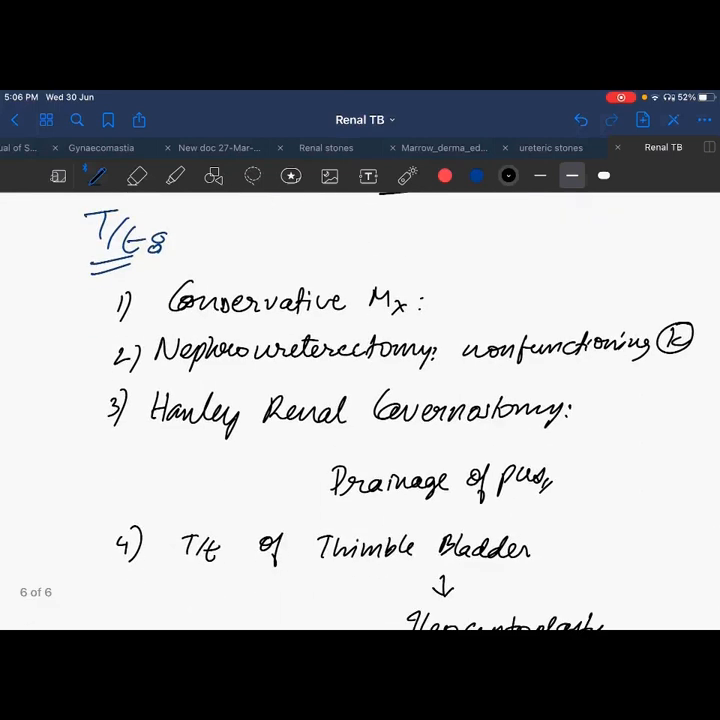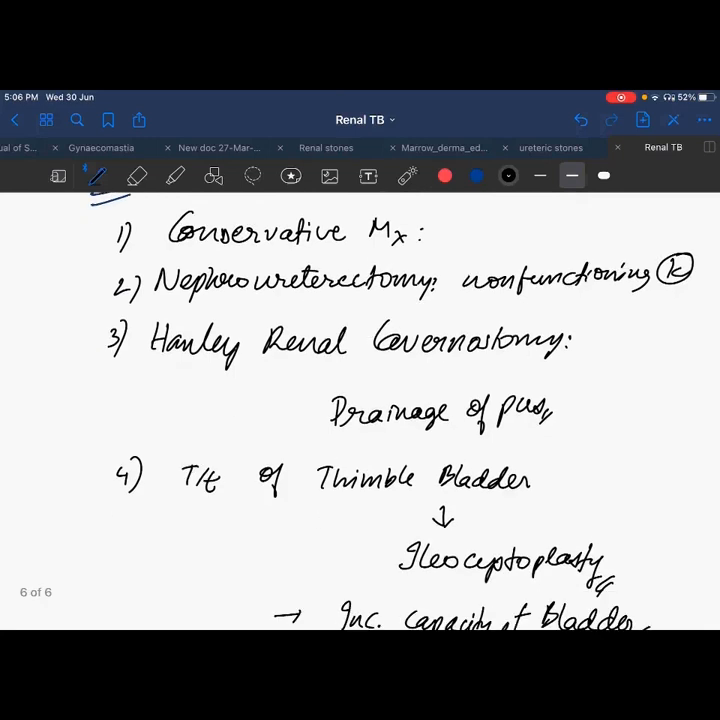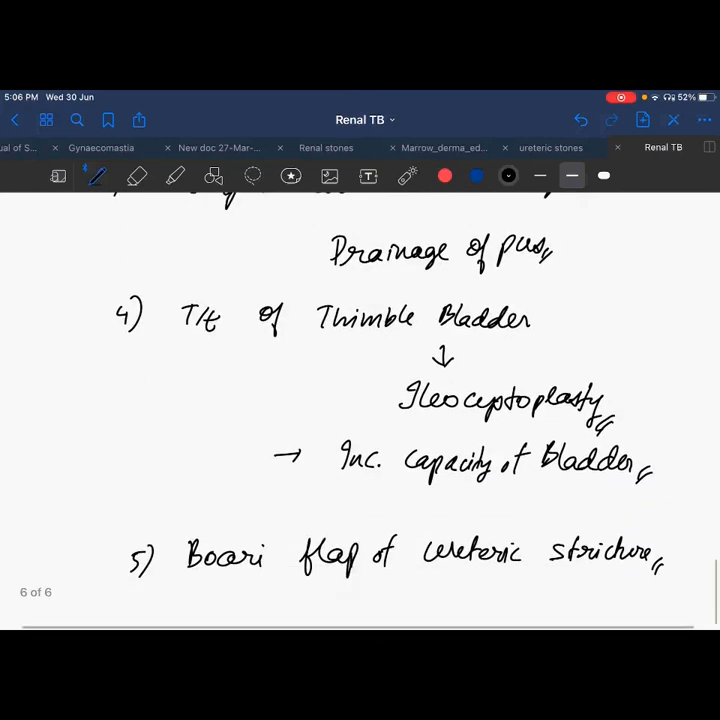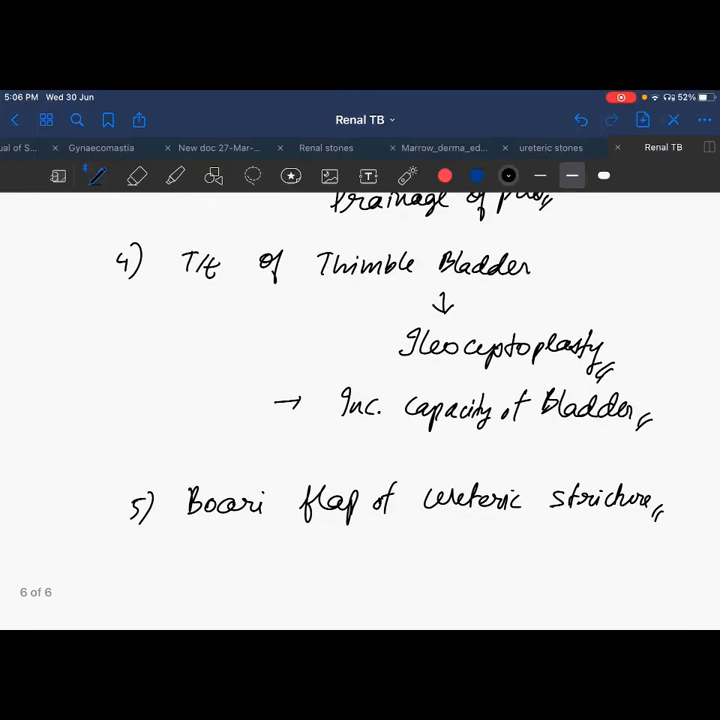What is the first thing? Conservative management, giving anti-TB drugs. Next, nephroureterectomy, done when the kidney is non-functioning. And the renal cavernostomy, where we cut the renal calyx and drain the pus. Then, thimble bladder: the treatment is ileocystoplasty. It increases the capacity of the bladder. Next, body flap for ureteric stricture.